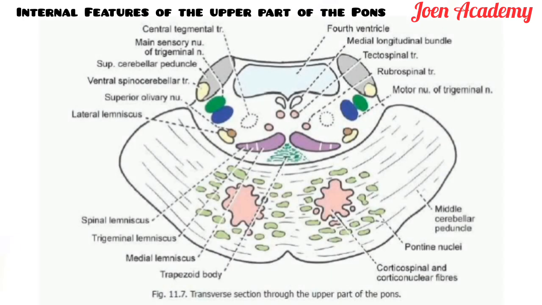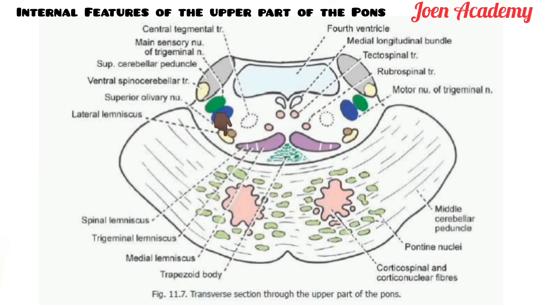Let's look at the upper part of the pons. Inferolateral to the fourth ventricle, we will see the motor and sensory nuclei of the trigeminal nerve. The motor nucleus is medial to the superior sensory nuclei. At the back part of the ventral part of the pons, we will see the transverse band of fibers, which is made up of the medial, the trigeminal, the spinal, and the lateral lemniscus, which can be denoted with MTSL. That is from the medial side to the lateral side.